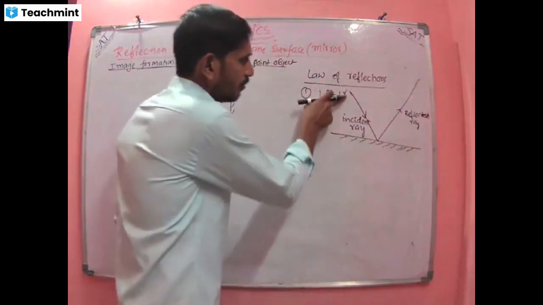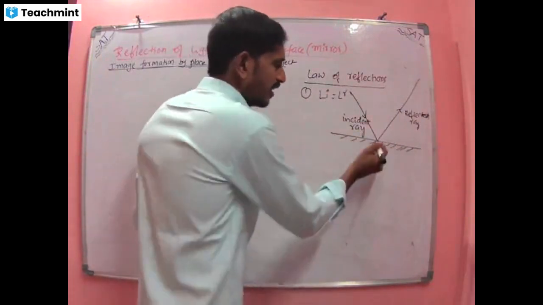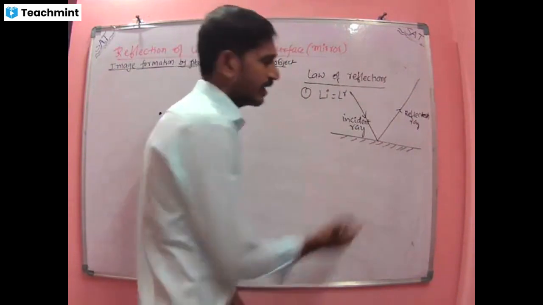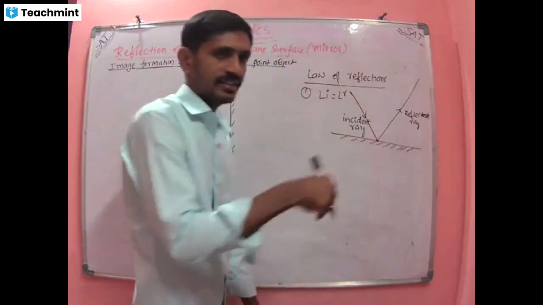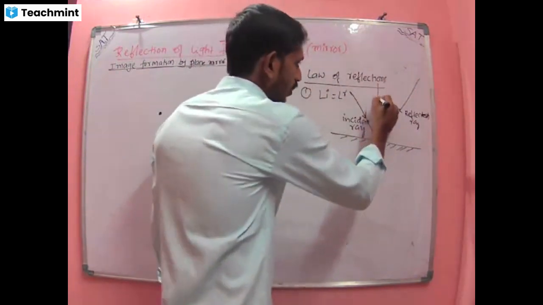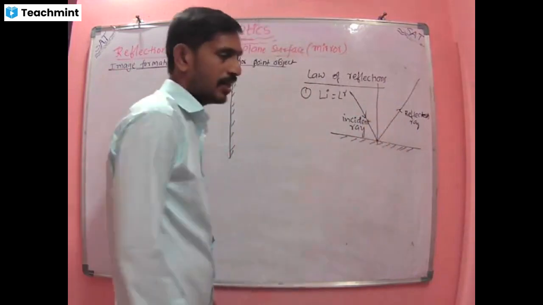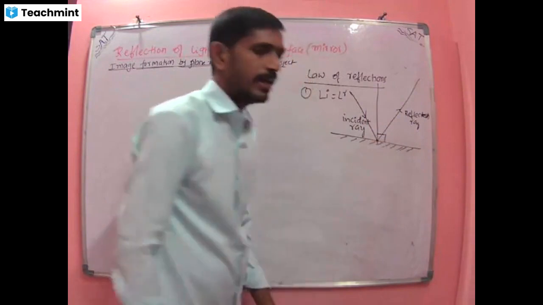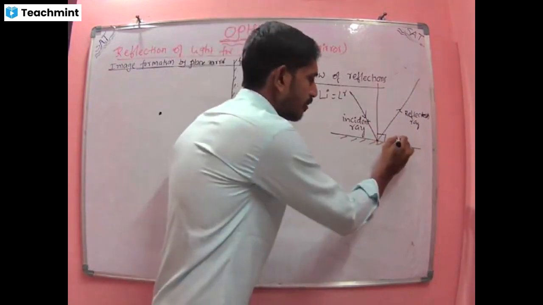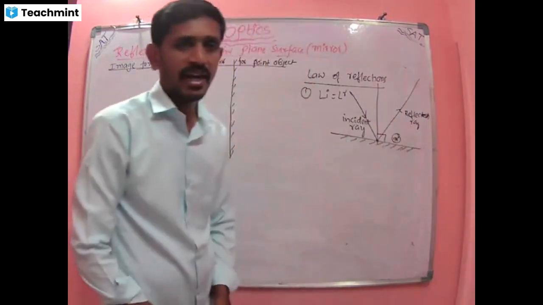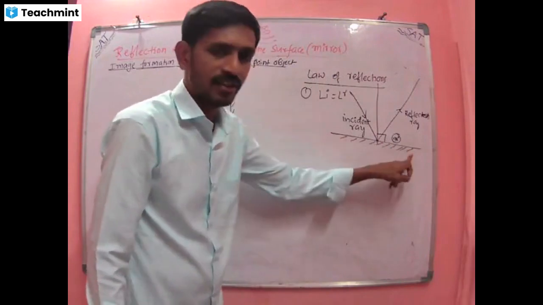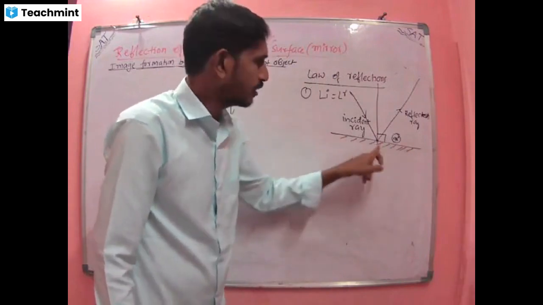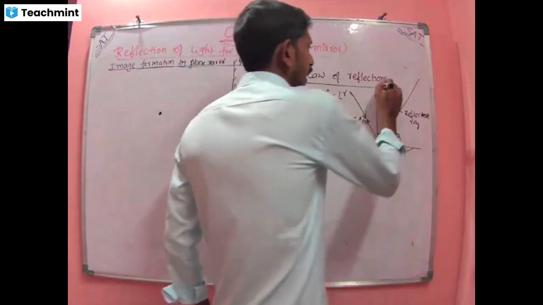Now we should draw a normal where the light is incident. This is the point where light is incident. At that point we can draw a normal. Normal means exactly perpendicular. This angle is 90 degrees. Normal means the line which makes an angle of 90 degrees with respect to the surface, the plane mirror. I can indicate this as N.